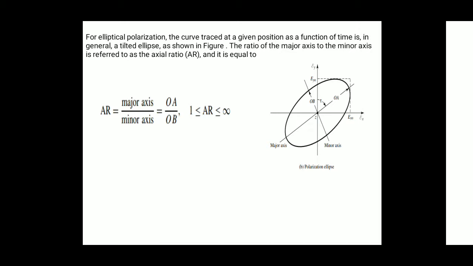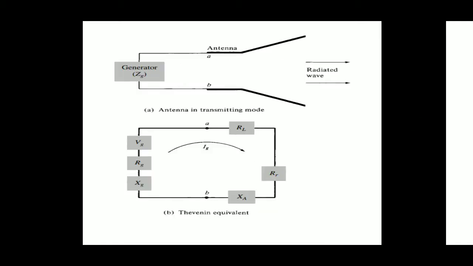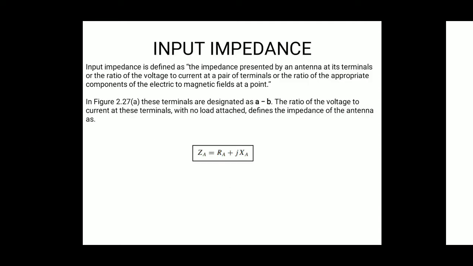Now we discuss the input impedance of the antenna. So what is the input impedance of the antenna? Basically, this is the ratio of the voltage to current at terminals A and B. You can see, the input impedance of the antenna is basically the ratio of the voltage to current at terminals A and B.